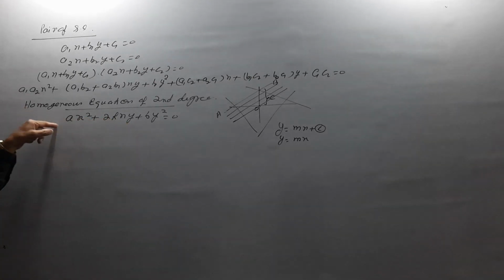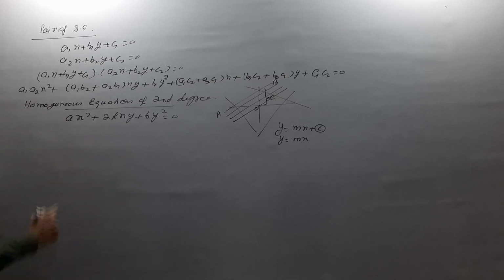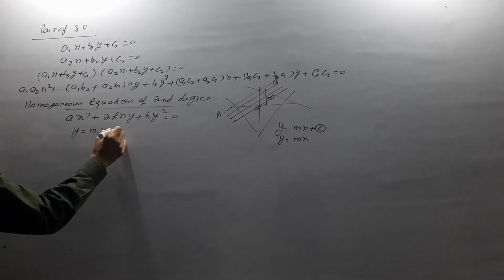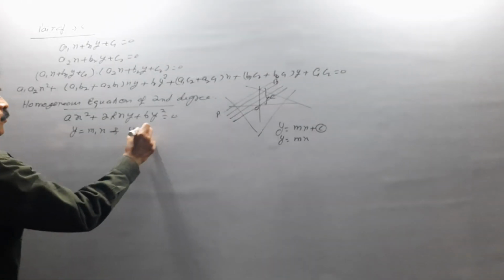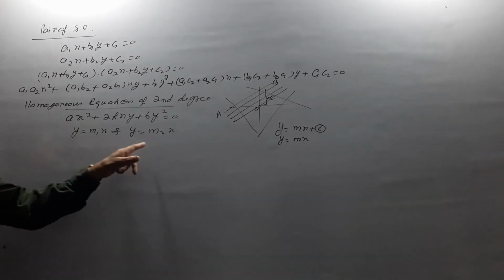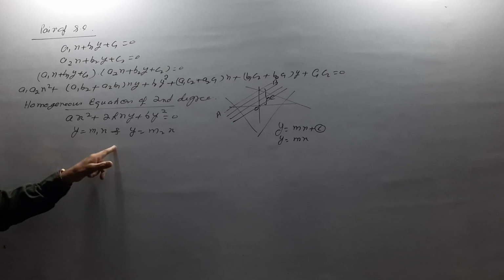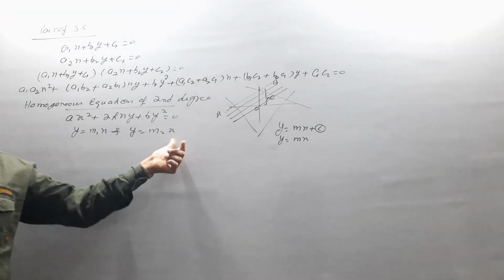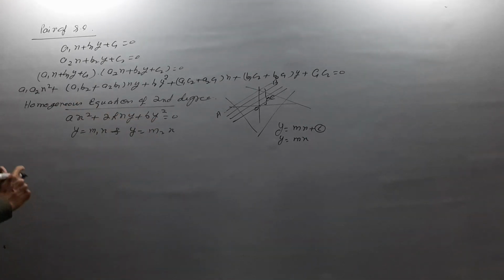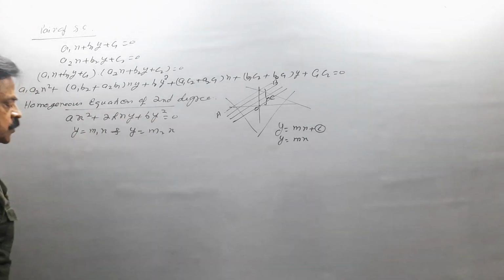So this homogeneous equation of second degree will always represent two straight lines, and they will pass through the origin. The lines are y equals m1x and y equals m2x. Both lines pass through the origin, so c is absent in both lines, and these lines are represented by this equation. m1 and m2 are their slopes.